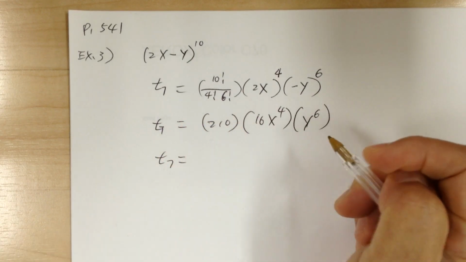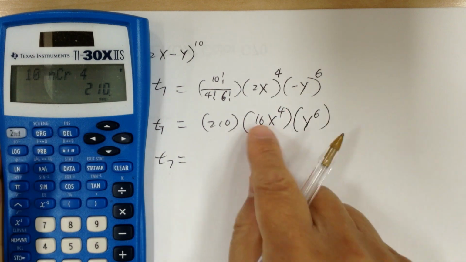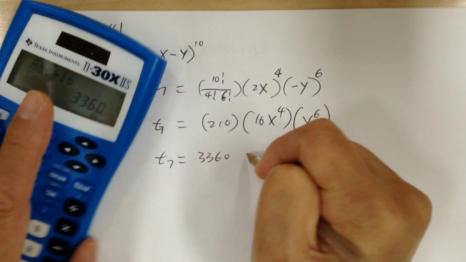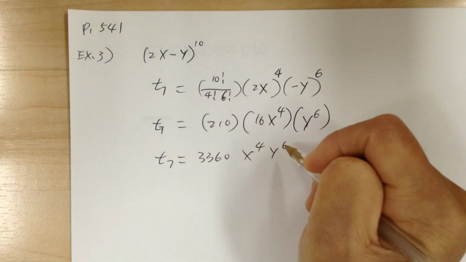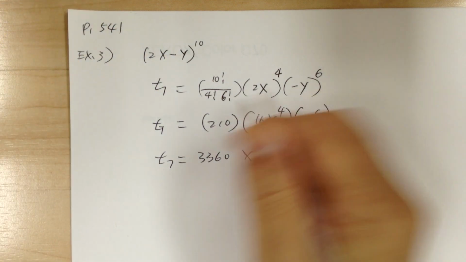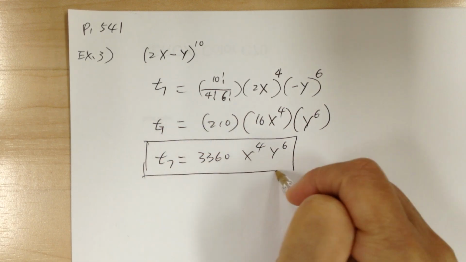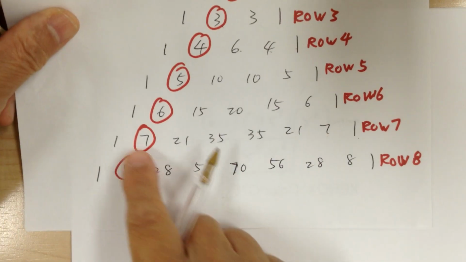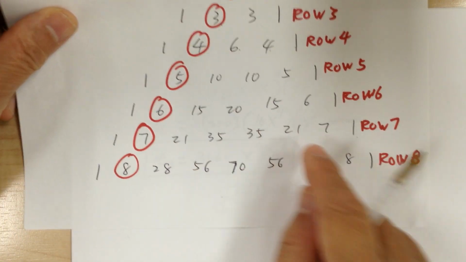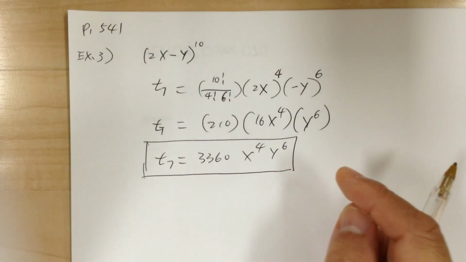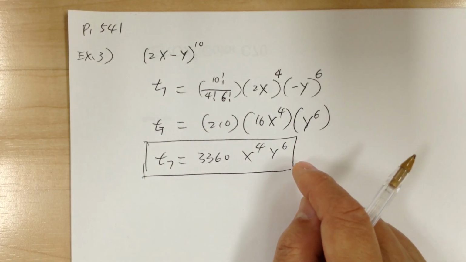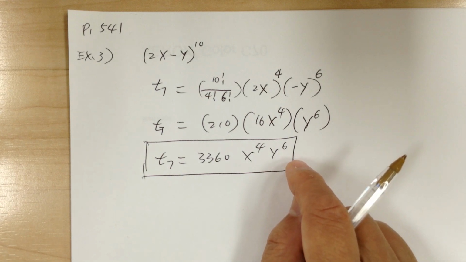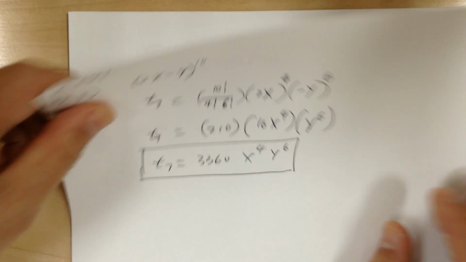So T7 will equal 210 times 16, which equals 3360, x to the 4, y to the 6. Okay, and that's your answer. So by doing this, you don't have to use the Pascal triangle and do all these things. Okay? Okay, we have time, so let's go back to do example 2.